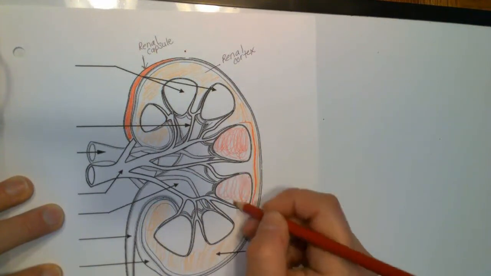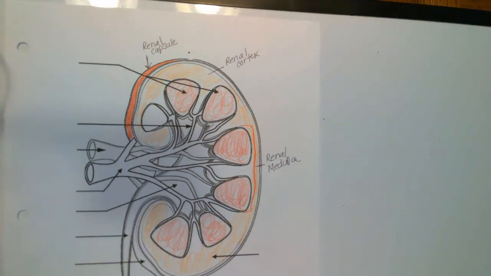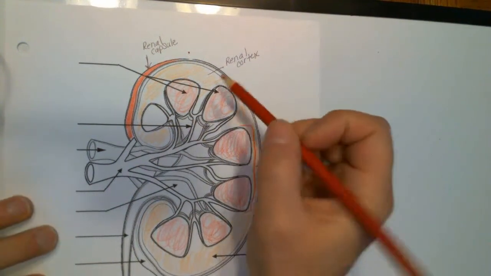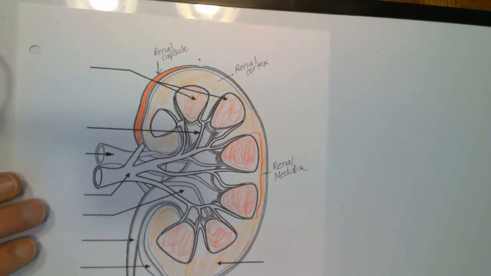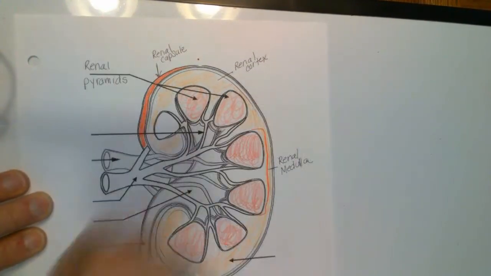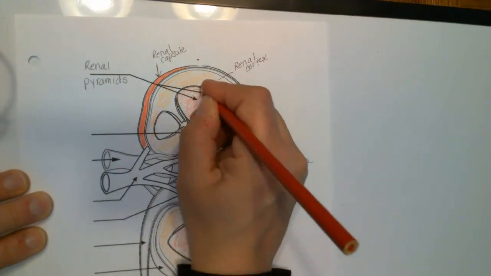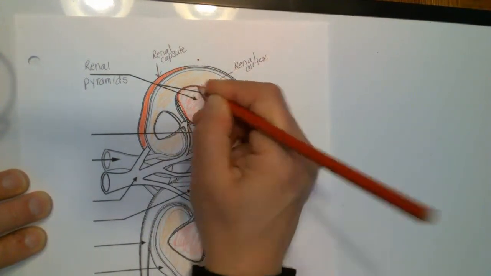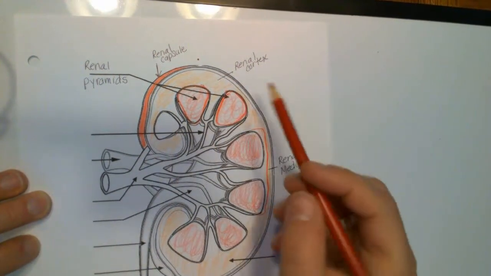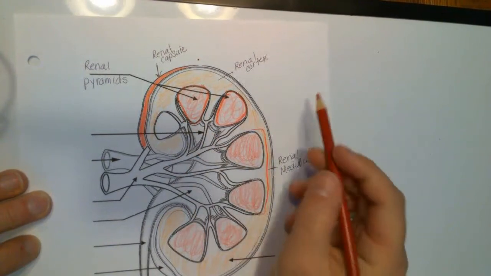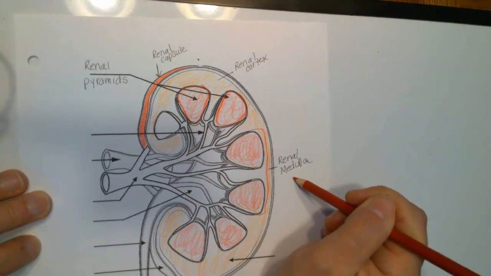These are called the renal medulla. The renal medulla, so that's the innermost part of the kidney. Now your renal medulla is going to be made up of these sections, and these sections are called renal pyramids. So a renal pyramid would kind of be this right there, right? This whole structure right here. So each individual unit is a renal pyramid, but all of them combined make up your renal medulla.